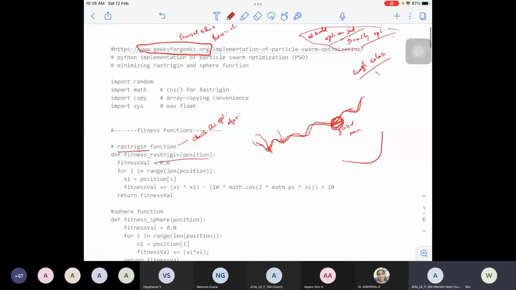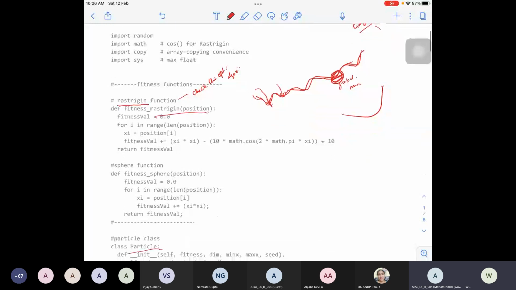So in this GeeksforGeeks article, what they've done is they have used the Rastrigin function as a function that is used across various optimization algorithms, and they have checked both the Rastrigin as well as the sphere function, right? So this code also you can check out.